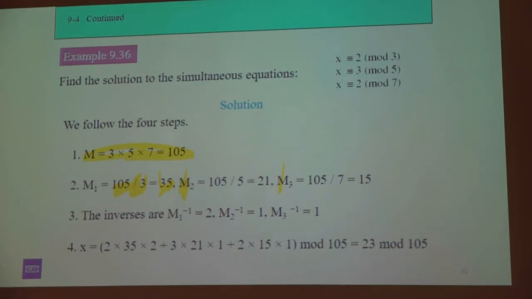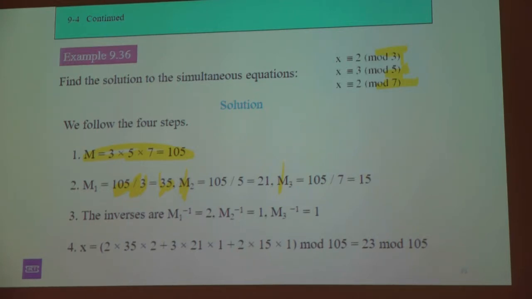Modulo what? When you talk about inverse, it is modulo something, right? So for M1, it will be modulo 3, right? For M2, it will be modulo 5. For M3, it will be modulo 7. So you find the inverses. Anyhow, the inverse of M1 is 2, the inverse of M2 is 1, the inverse of M3 is 1.